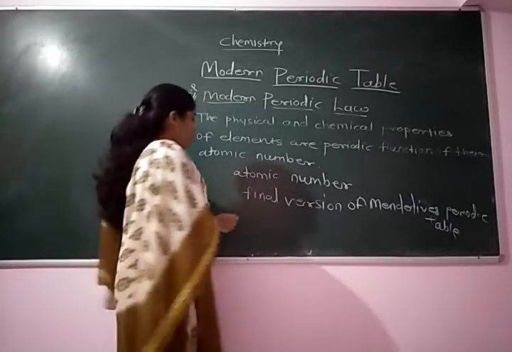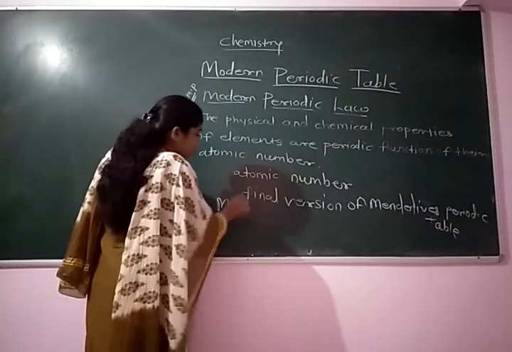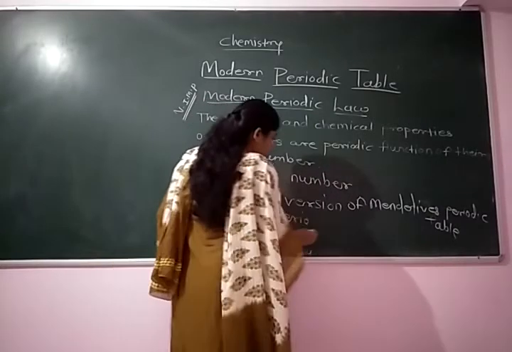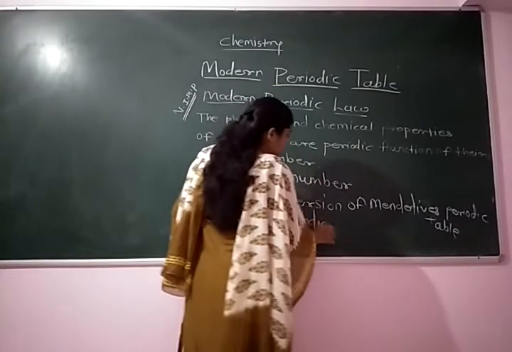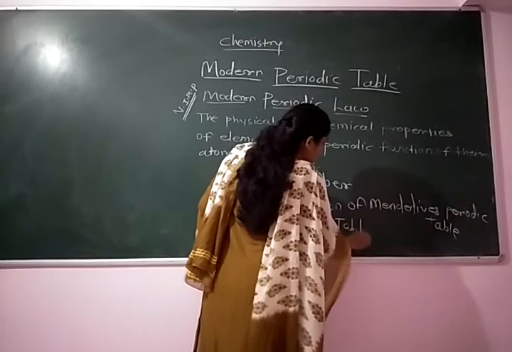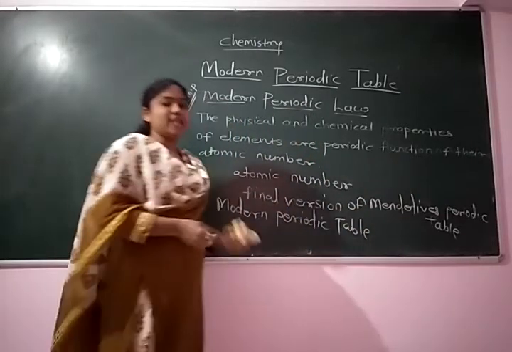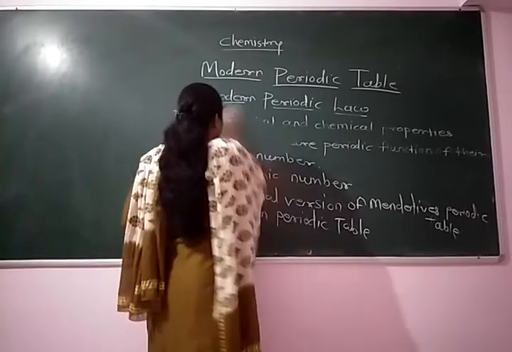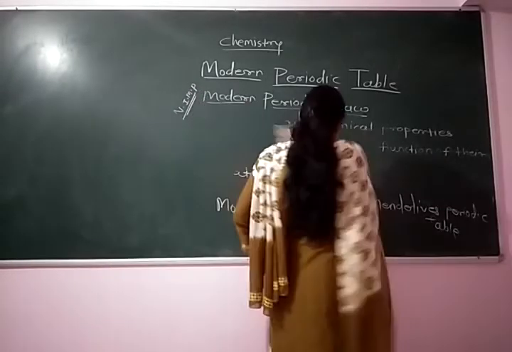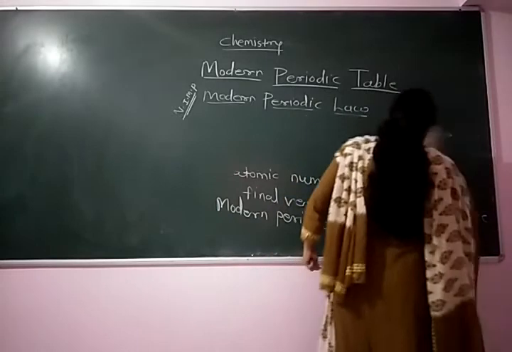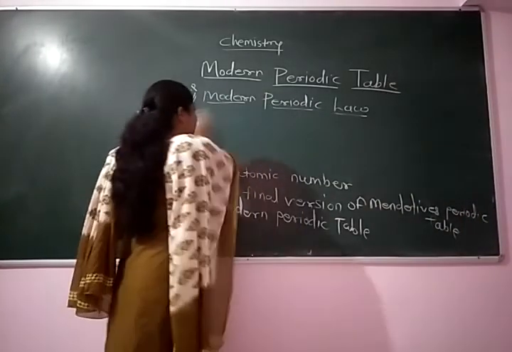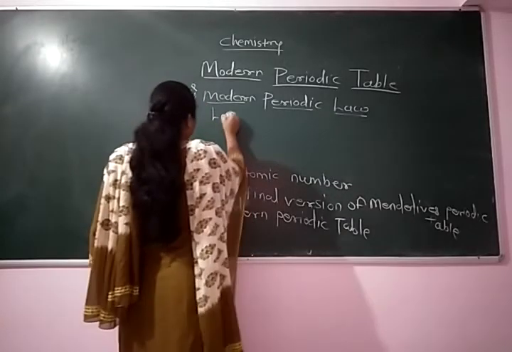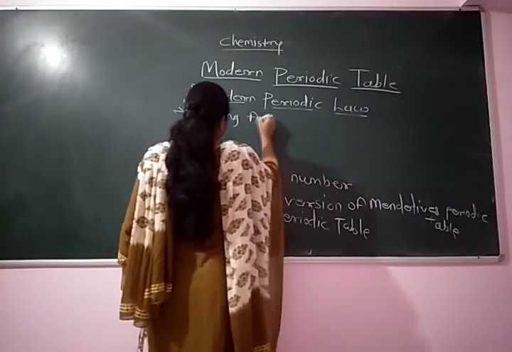And this is called modern periodic table. Don't say law, modern periodic table. It is also known as the long form of the periodic table. Modern periodic table is also known as the long form of the periodic table.